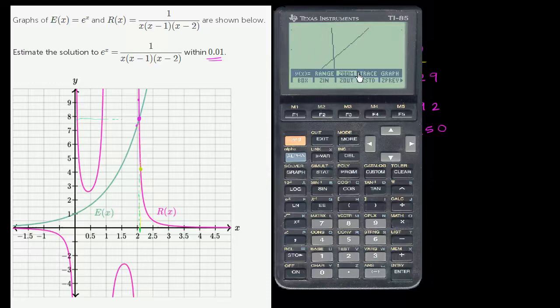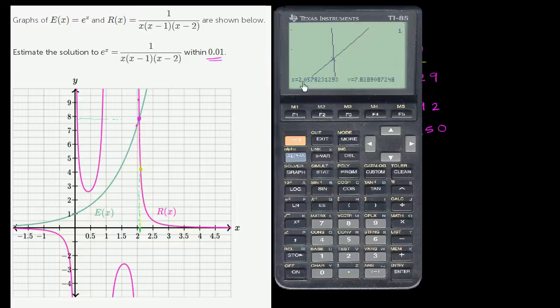So now let me try to trace the graph. So let's see, trace. It's letting me trace e of x. And let's see, if I look at my x values, decrease. So at this point, e of x is still higher than r of x. And if we get right over here, at 2.056, we see that r of x is above e of x. We just see that graphically. And then we're left of the point of intersection, and then we're still left of the point of intersection. Now we're right of the point of intersection.